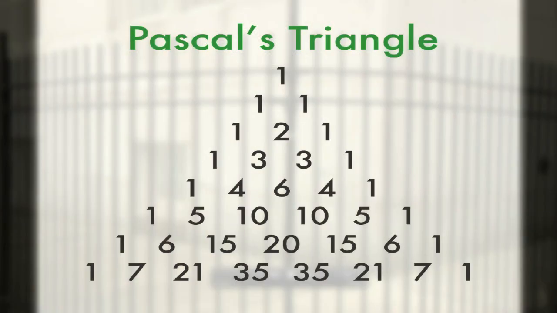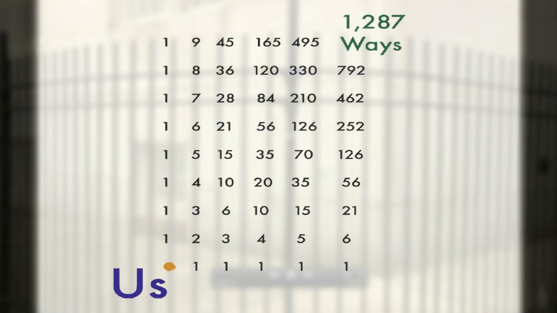Exactly. And if you continue this process, you will build up what is known as Pascal's triangle, which was named for French mathematician Blaise Pascal. And thus, you will find that there are 1,287 different ways to get from here to there. Wow, that's a lot, especially considering that we're just traveling 13 blocks.